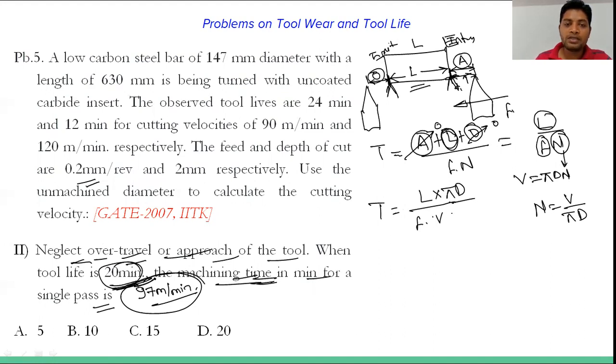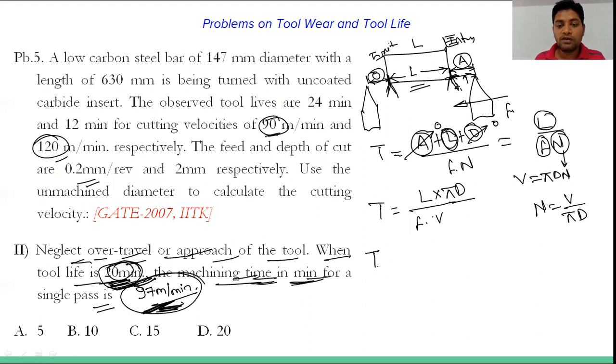But now you have three different velocities: 90 meters per minute, 120 meters per minute, and the value you got, 97 meters per minute. So which velocity will we use? The question says that when the tool life is 20 minutes, at that time you have to calculate the machining time in minutes for the single pass. So with respect to 20 minutes, you have to use the corresponding cutting velocity, that is 97 meters per minute. Otherwise the machining time will change if you take 90 or 120. Whatever the question asks, you have to use accordingly.